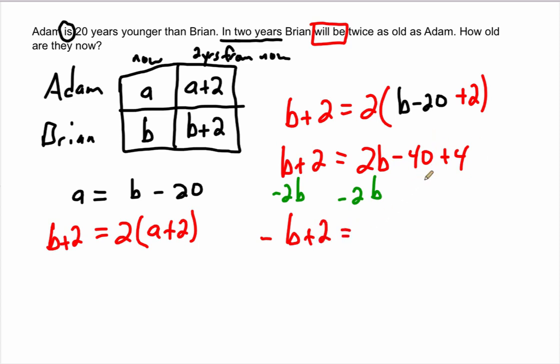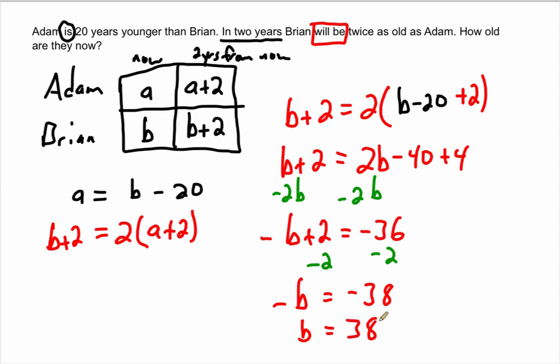And I can combine these right now. Negative 40 plus 4 is negative 36. Now I'm going to subtract 2 to get that B isolated all by itself. Now we have negative B equals negative 38. Of course, if the opposite of B is the opposite of 38, B must be exactly 38. You can also just multiply both sides by negative 1 there.